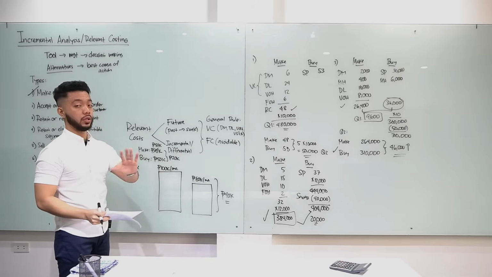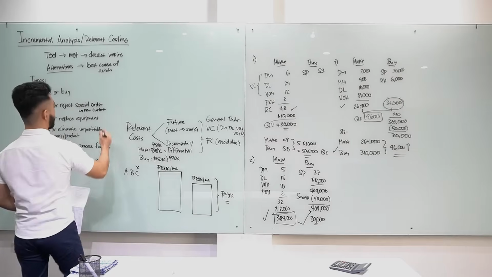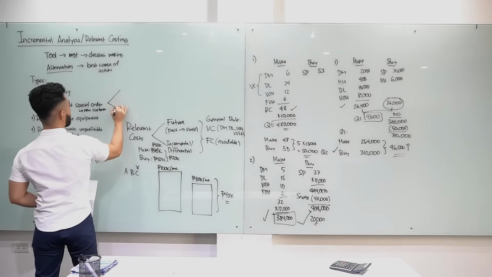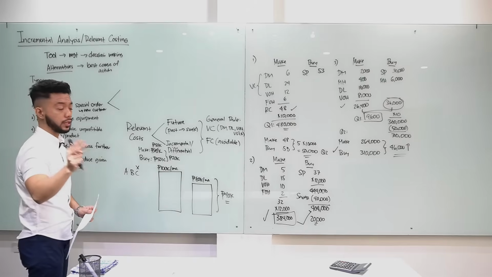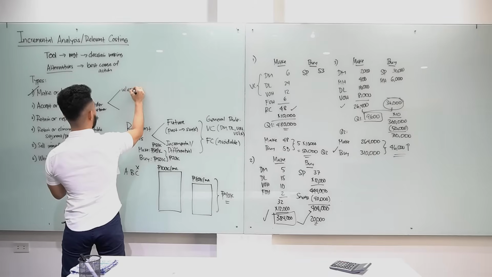Okay, now, this is the important thing here, class. Whenever there's a special order in the problem, first check whether we have capacity. There are only 2 scenarios. Our first scenario is with excess capacity.